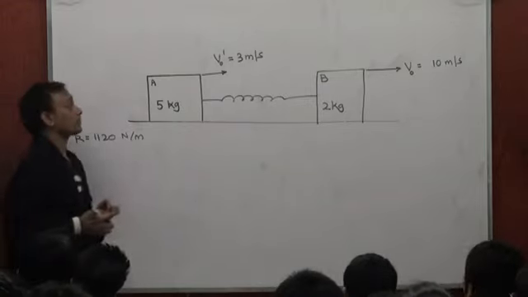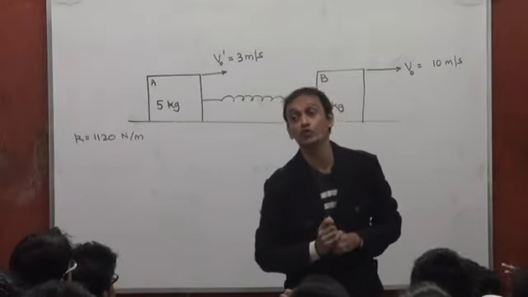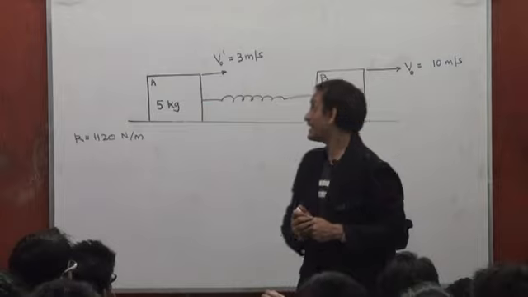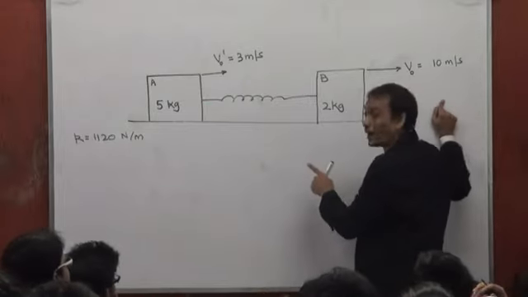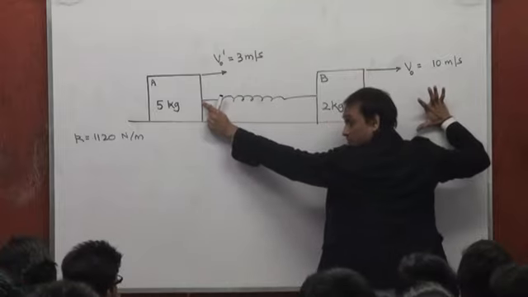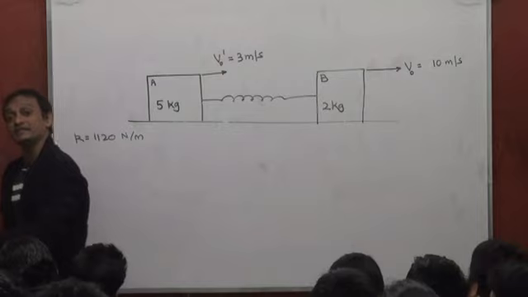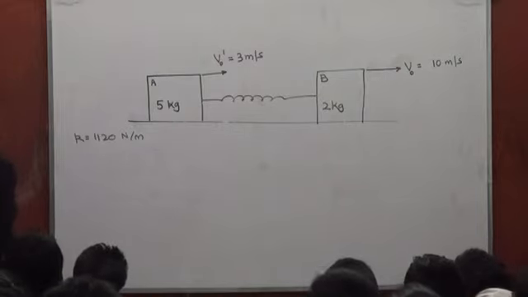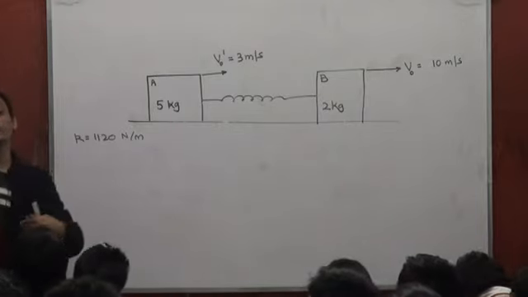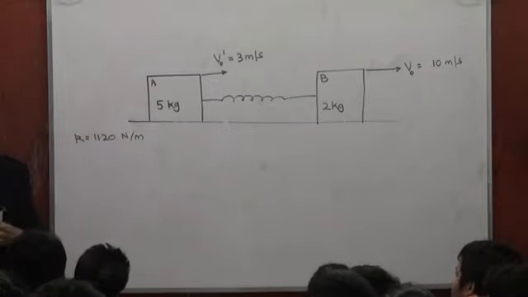And I then want to compute the maximum extension in the spring. The spring will extend right now. Why? Because this point has a velocity larger than this point. The spring will elongate, so it will keep elongating till such time that their relative velocity becomes 0. The velocities of the two masses become the same.